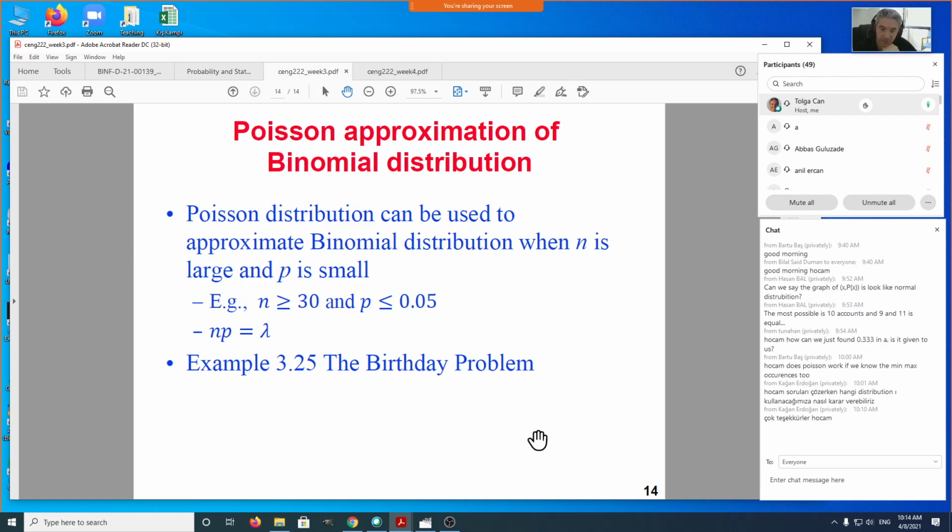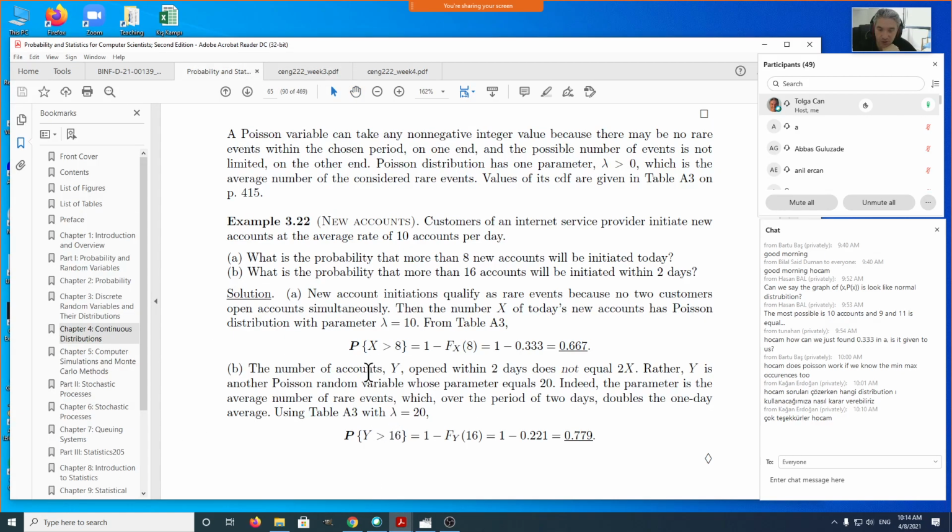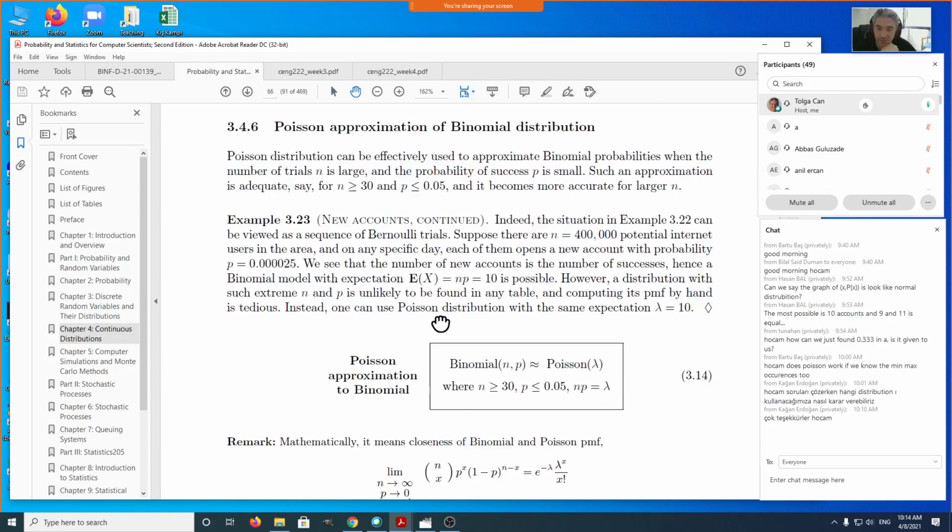So if you look at example 3.25 in the book, which is the birthday problem, so let's see what the birthday problem is.